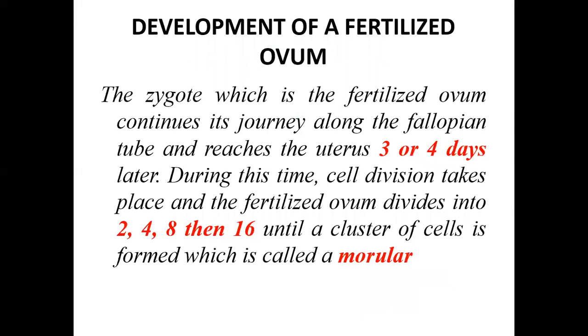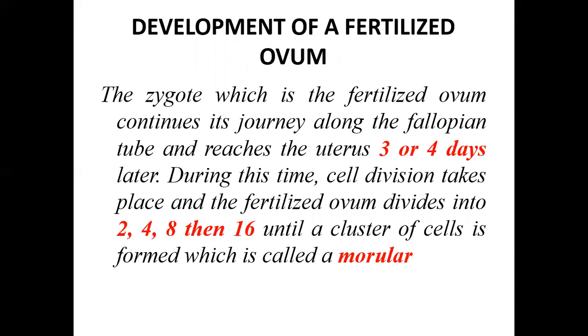Now, let's go through the development of a fertilized ovum. The zygote, which is the fertilized ovum, continues its journey after fertilization. This journey is carried along the fallopian tube and reaches the uterus 3 or 4 days later, which is approximately 72 hours.